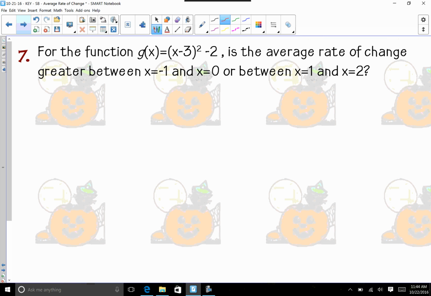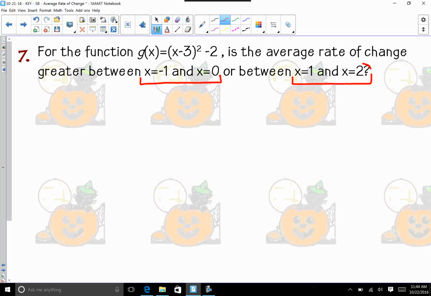Okay. So number 7. The function g of x equals (x minus 3) squared minus 2. Is the average rate of change greater between the interval -1 to 0 or 1 to 2? So I've got x values. Basically what I need to do is figure out the average rate of change from -1 to 0, and figure out the average rate of change from 1 to 2.